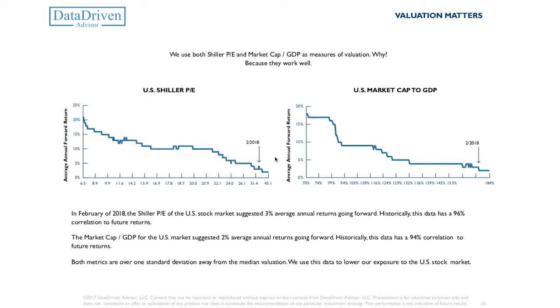Going from size, we then factor in valuation. We use both Shiller PE, Robert Shiller won a Nobel Prize, and market cap to GDP, Warren Buffett likes that metric. Now, we don't use these because Robert Shiller won a Nobel Prize or because of Warren Buffett. We use these because they work well. Here's the chart for the U.S. Shiller PE over time, and what we can see is at low valuations, we get high returns going forward. And at high valuations, we tend to get lower returns going forward.